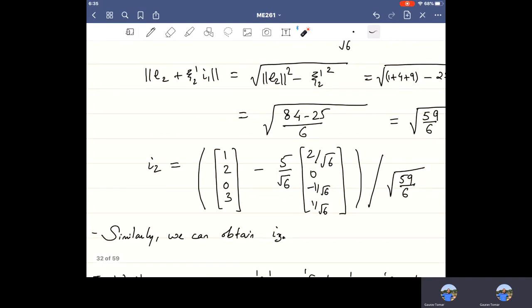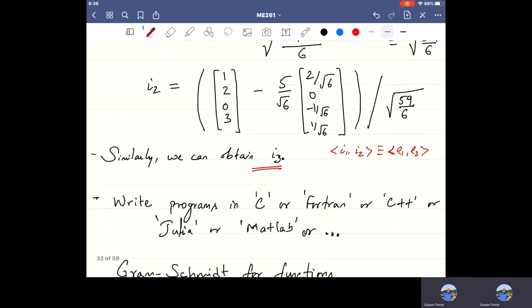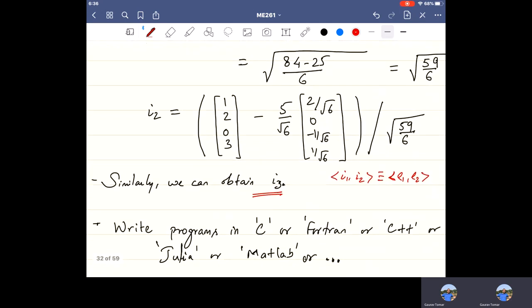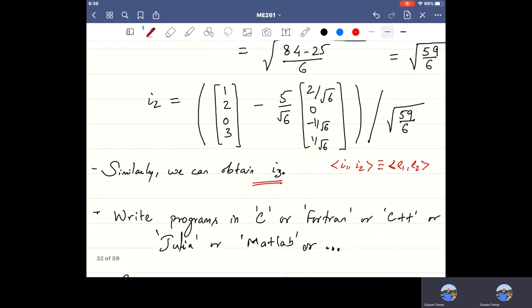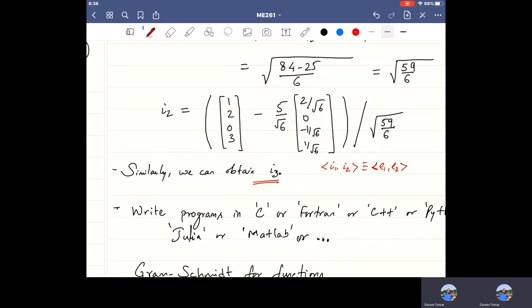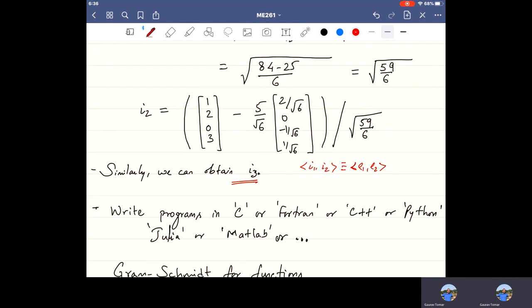Now you have found I1 and I2, and the span of these is the same as E1 and E2. Correct? They're representing the same vector space. They will span the same vector space. Now, similarly, we can obtain I3 in the same fashion. Okay. So, as you can see, this is highly programmable. Of course, it's a tedious calculation that we have done here, but we don't have to do it by hand. We can use a computer program to do it for us.